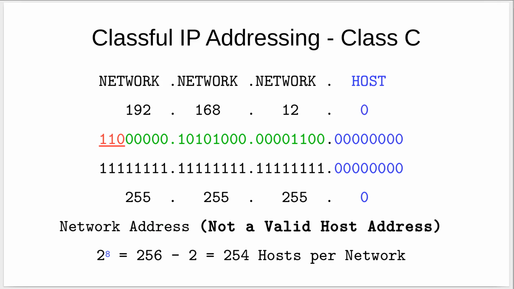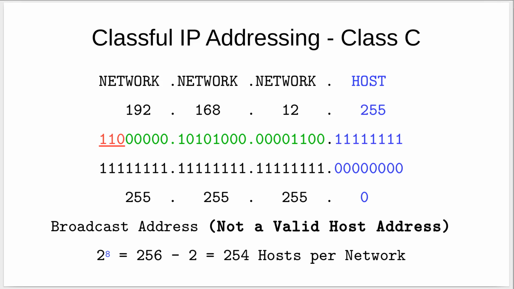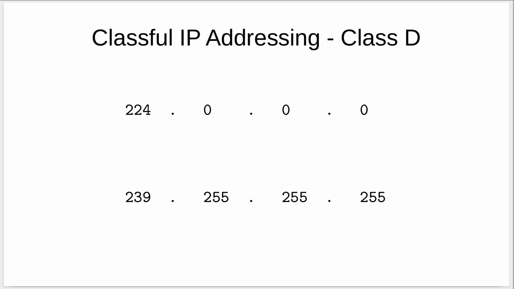Okay, so if we set all the host bits to 0, we generate a network address of 192.168.12.0. If we set all the host bits to 1, we generate a broadcast address of 192.168.12.255. Excellent. Then we move on to the Class D address.